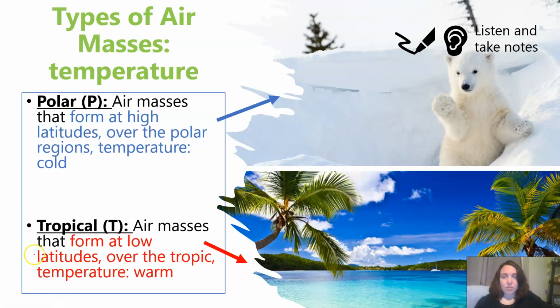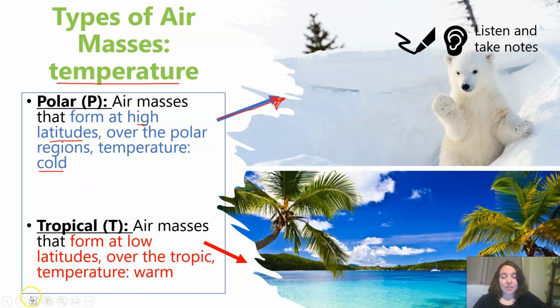Please take notes on polar and tropical air masses. So this will tell us the temperature. Polar air masses form at high latitudes over the polar regions, so the temperature is cold. Please draw an image showing or representing something cold. I also recommend that you use blue in these drawings.